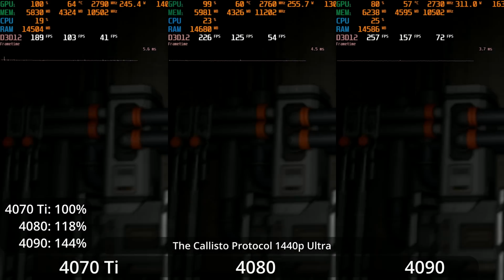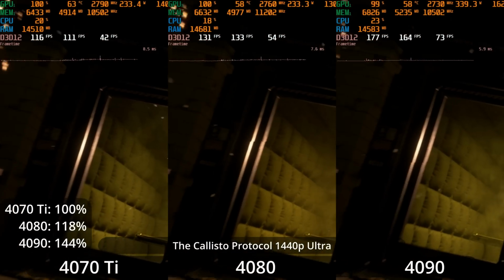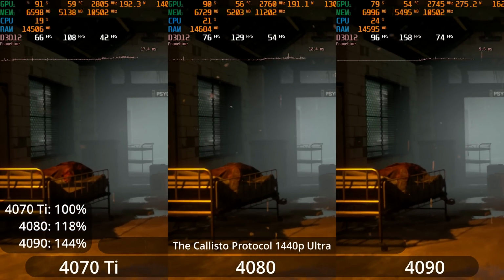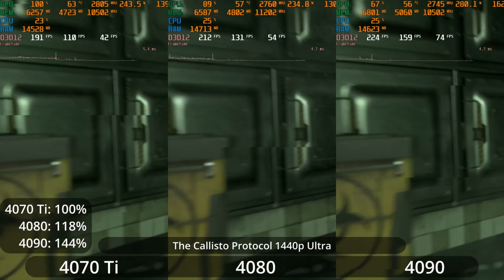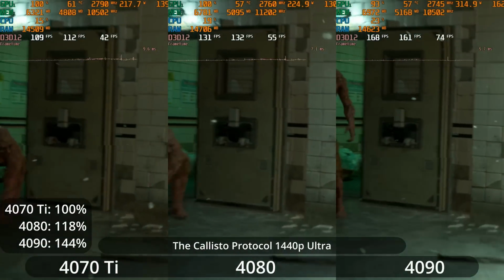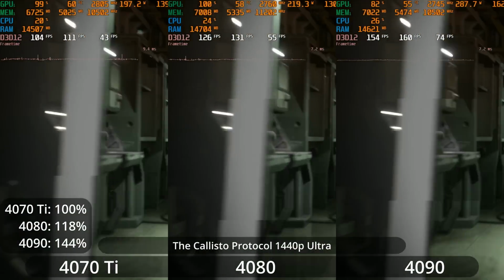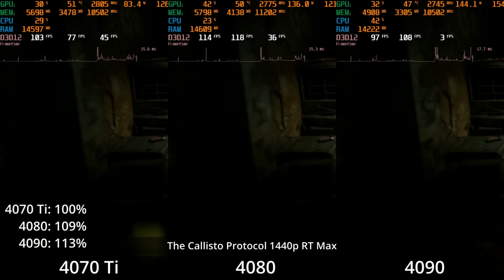Again, at 1440p, we can see the GPU utilization on the 4090 is usually held back by the CPU. It's delivering excellent frame rates. It's just that the 4090 is really too strong for 1440p in a lot of cases, and CPUs have trouble keeping up. And the 4080 is showing an 18% lead, but all of them are showing at least average frame rates well over 100 frames per second at 1440p Ultra.